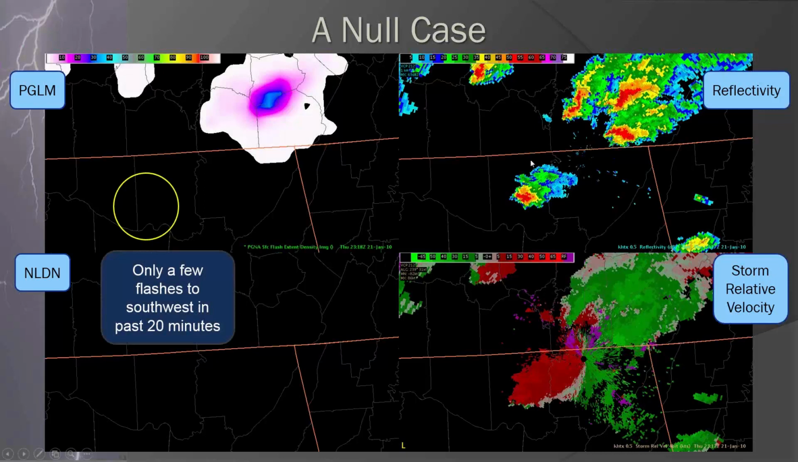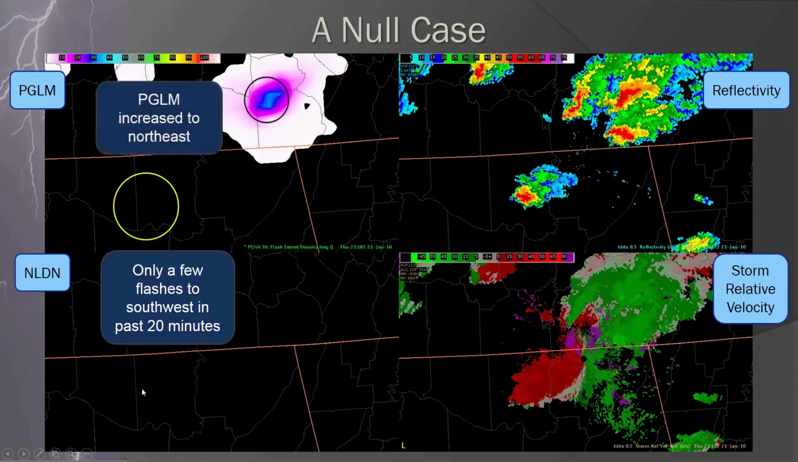The main point of interest is this particular storm in the southwestern part of the image. We see on the demonstration GLM side, there are no demonstration GLM observations at all in this particular storm. In fact, if you go back in the past 20 minutes, there had only been a handful of flashes in any event. The same could be said looking at the NLDN data.